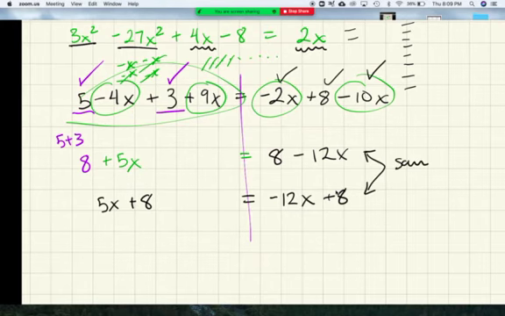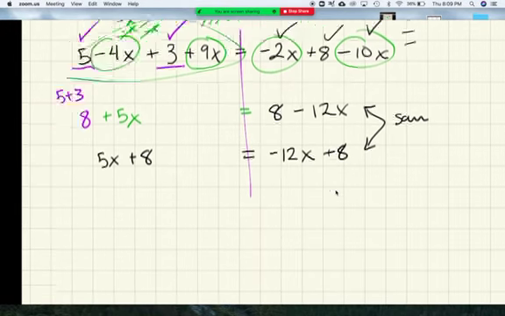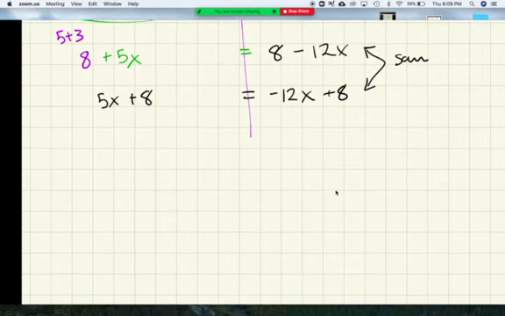And then what I usually say is letters to one side, numbers to the other. And it doesn't matter which one you do. So I'm just going to say the letters, I'm going to move this way. So I'll do the opposite, plus 12x. And I can't do the plus 12x to this because they're not like terms. The 8 doesn't have an x. So I can only do plus 12x to this.